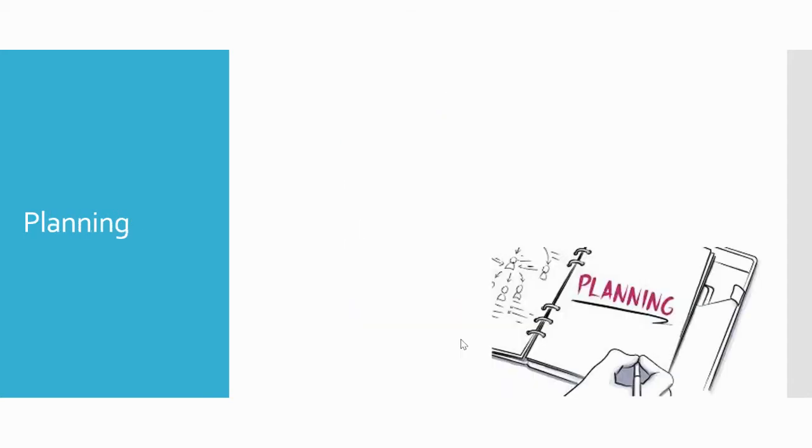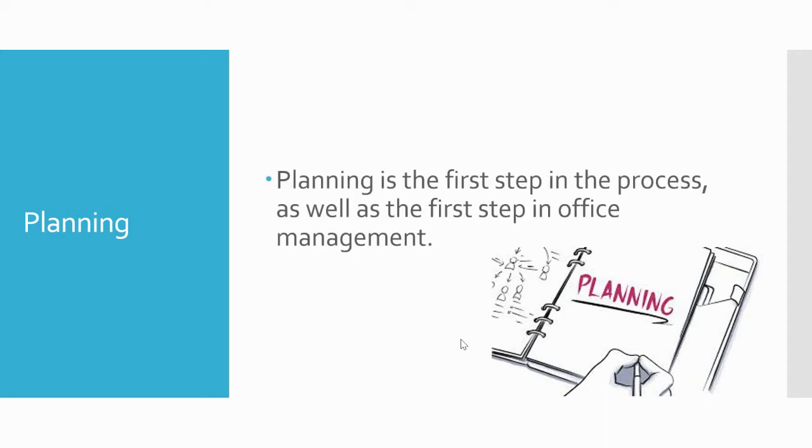Let's start with the first function, that is planning. Planning is the first step in all the process, as well as the first step in office management. Planning gives us a desired course of action to achieve the desired results. For example, if you want to start a business, you have to plan ahead what type of business you're going to start, when you're going to start, how you're going to start.